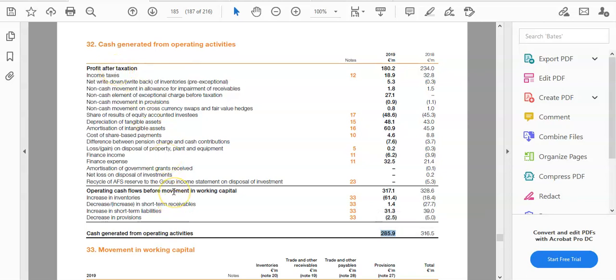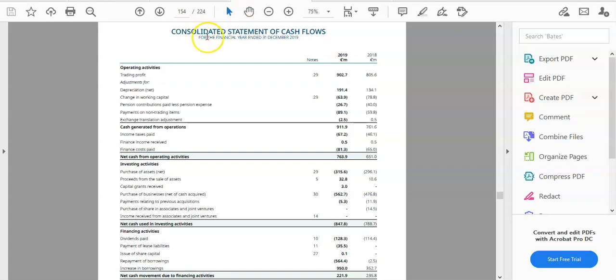So if you go to other ones, they may use the direct method. If we go to, for example, Kerry Group, which is another annual report that you have, we look at their statement of cash flows, which is on page 154. They use the indirect method as well, starting with profit, making their adjustments, and getting cash generated from operations. So a lot of them will use that indirect method. It's not the only one, but it's probably more popular.